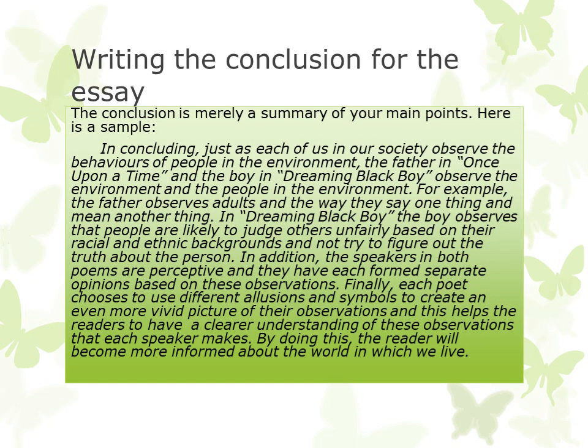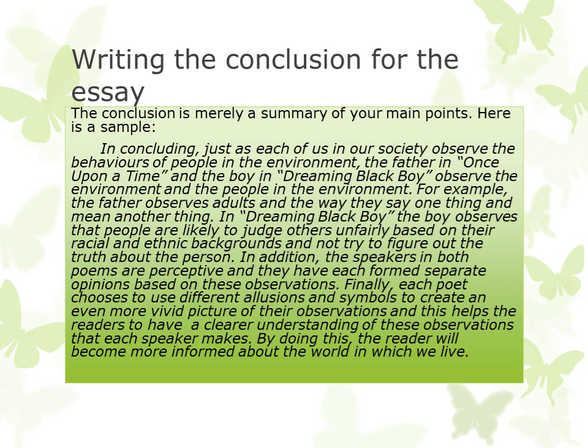Now let's get straight into the conclusion for the essay. In concluding, just as each of us in our society observe the behaviors of people in the environment, the father in Once Upon a Time and the boy in Dreaming Black Boy observe the environment and the people in the environment. For example, the father observes adults and the way they say one thing and mean another thing. In Dreaming Black Boy, the boy observes that people are likely to judge others unfairly based on their racial and ethnic backgrounds and not try to figure out the truth about the person.